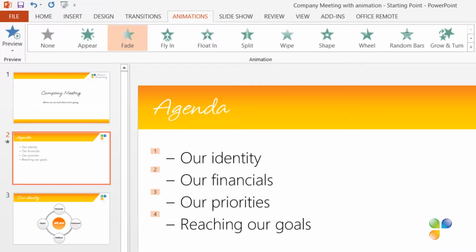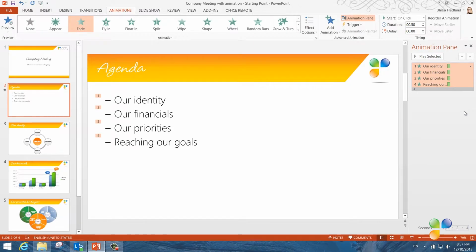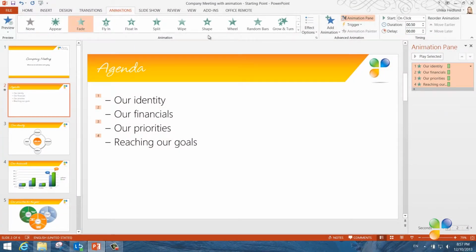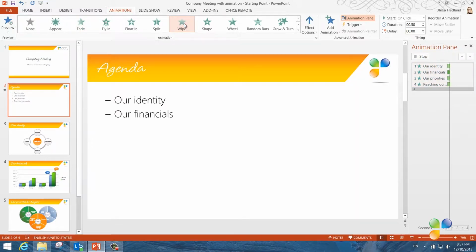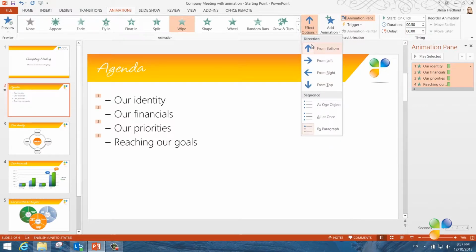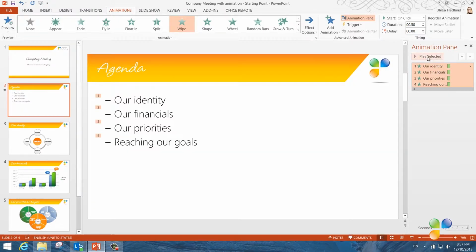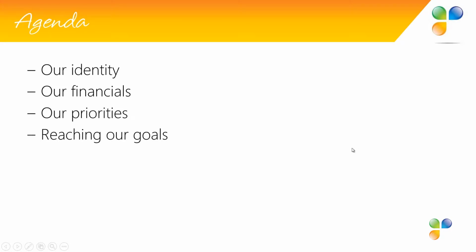You can easily change to another animation by just selecting one in the animation gallery. Here, I'll change to wipe. But instead of having the text wipe up from the bottom, I'll click Effect Options and select From Left. To preview your animation, you can click the play button in the animation pane, or to see them live, click to start the slideshow. Now, the agenda items appear one by one, just as I wanted.